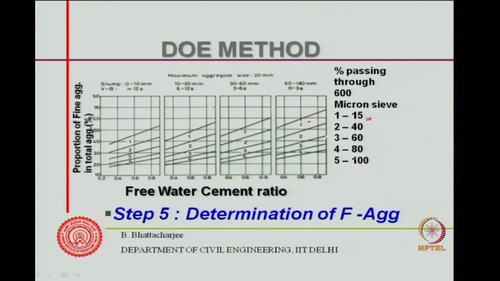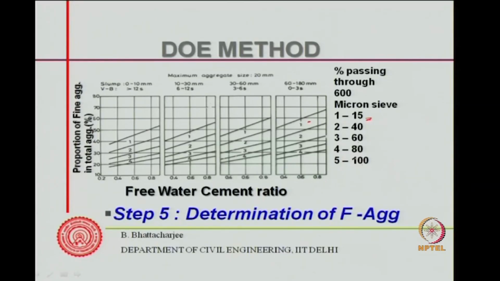Now, if it is passing through the 600 micron, that is the quantity of real fine in the system, or it is grading. The zone 5, that is the range shown as curve number 5. This is curve 1, curve 2, curve 3, curve 4, curve 5. So, curve 5 corresponds to a very fine sand, whereas curve 1 corresponds to relatively coarser sand. Only 15% is below 600 micron, rest all is above 600 micron.